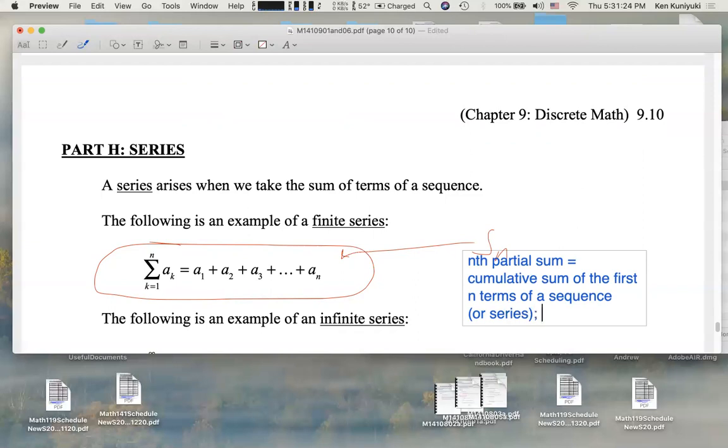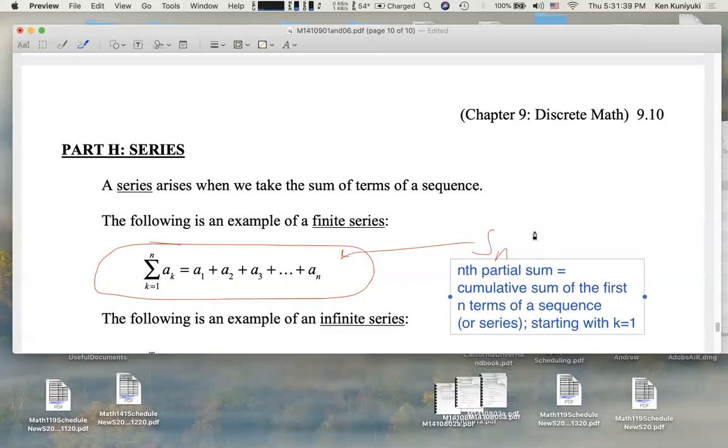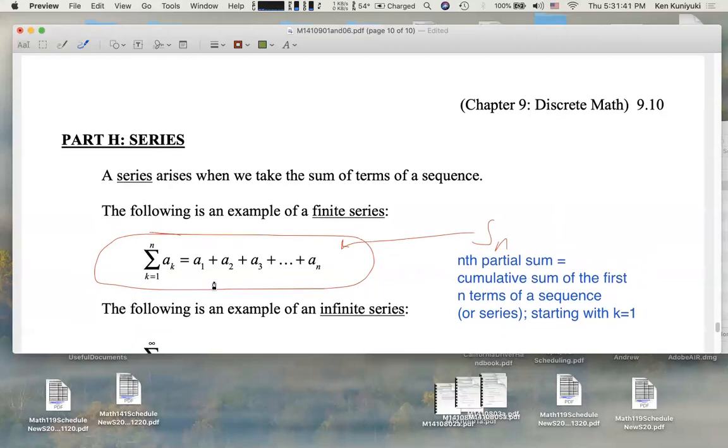Where we start with the first one, starting with k equals 1 or whatever, right? So if you start with k equals 1, this is very clear. Otherwise, it might be a bit muddy. So this is the nth partial sum, S sub n. It's the cumulative sum of the first n terms of a sequence or a series. Okay, like an infinite series. Starting with a sub 1.